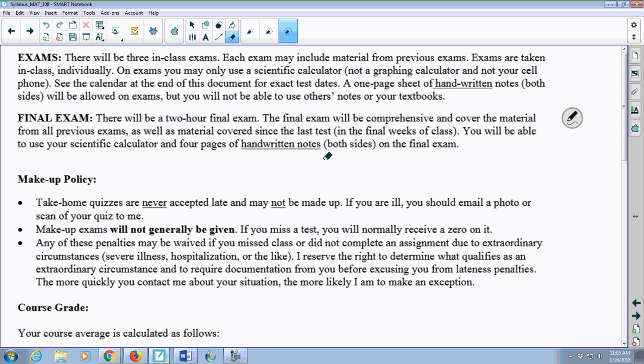Exams, there'll be 3 in-class exams. You have 1 page of notes that you can bring in, and sometimes I'll let you bring something in as we move along later. There'll be some things called unit circles and stuff like that that you'll be able to bring in. And then, of course, your final exam.